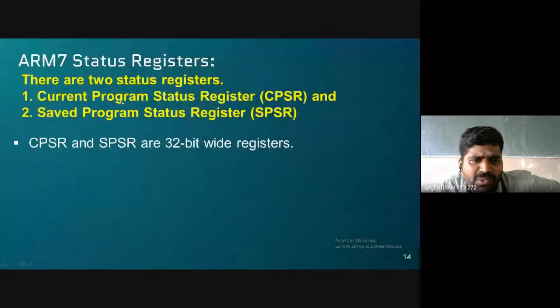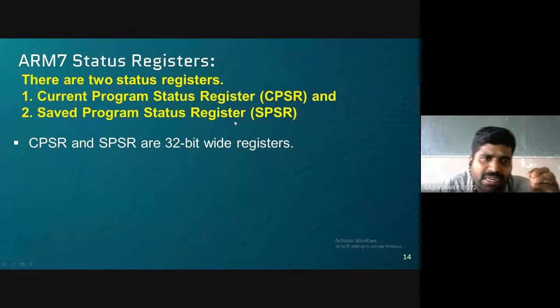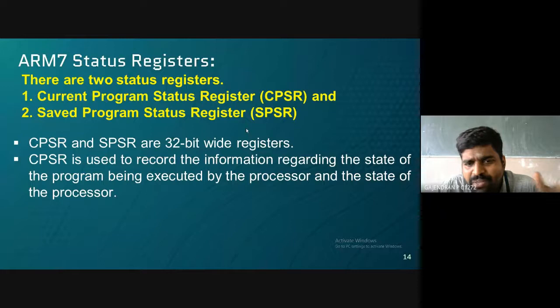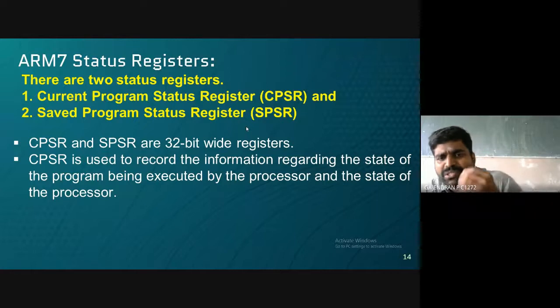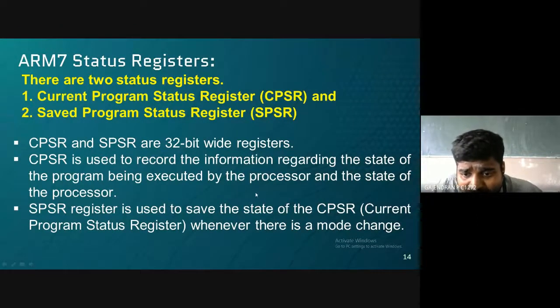Now we will get into these two registers. These two are status registers. One is the CPSR, current program status register. The second one is the saved program status register. No surprise, it is 32-bit wide. What kind of information will it store? It will store the current execution status. The saved program status register will save the state of the current program status register, that is the CPSR content, whenever it hits the mode change.